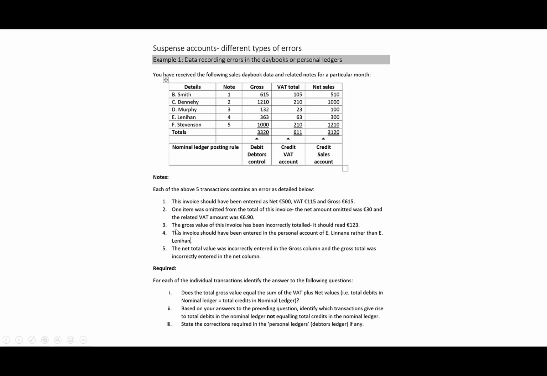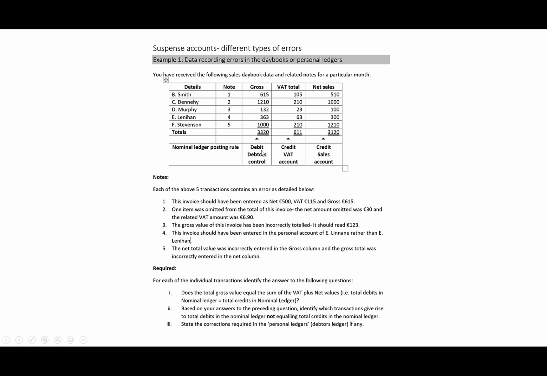Okay, invoice number 3. The gross value of this invoice has been incorrectly totaled. It should read 123. So we wrote in gross value of 132. Again, this is a transposition error where we swapped the values around. We got the VAT column correct and the net column correct. Now, here's one where the gross total is greater than the sum of the VAT and net. So the debits do not equal the credits.